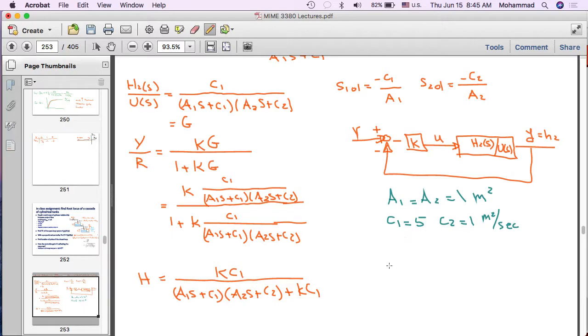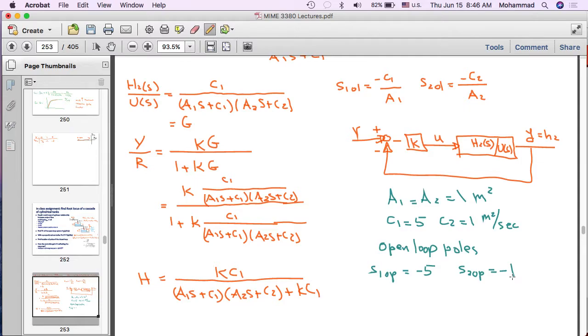The first pole, we are dealing with open loop so far. We haven't discussed the closed loop pole. So the open loop poles: we have S1 of open loop located at negative C1 over A1, which would be at negative 5. And the second pole, also for open loop, is located at negative 1. So we have two real poles, one located at negative 1 and the second one located at negative 5.